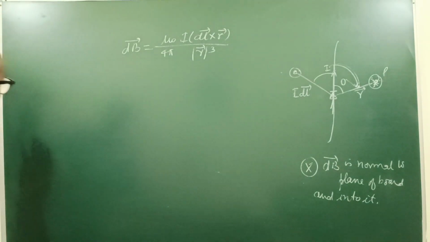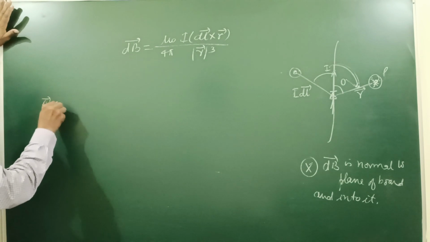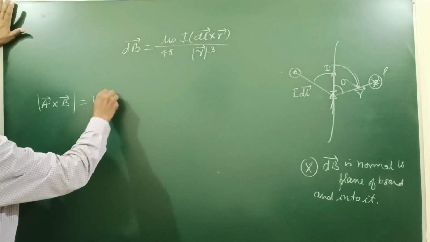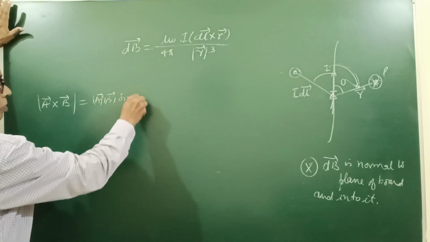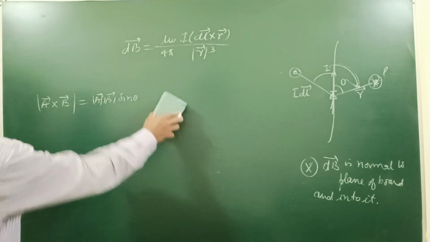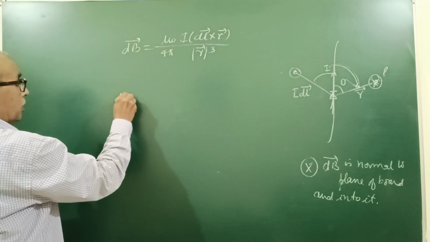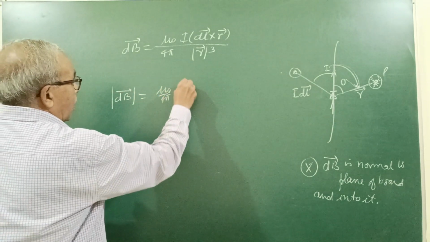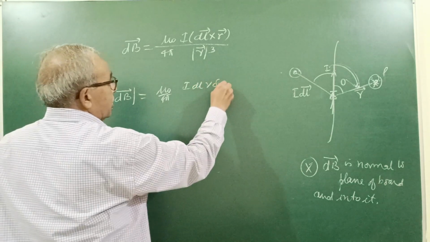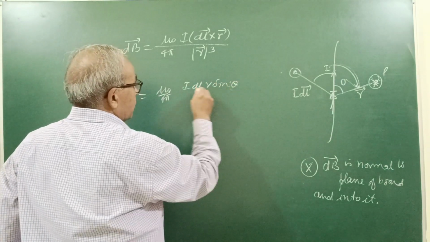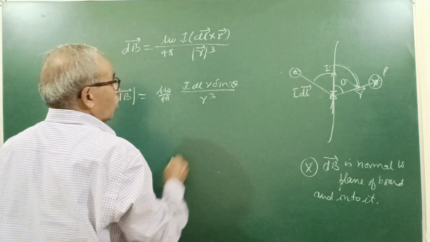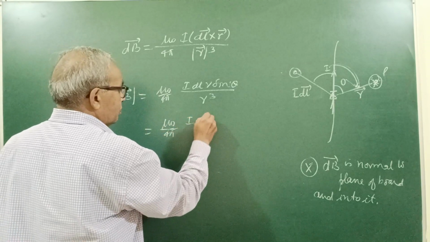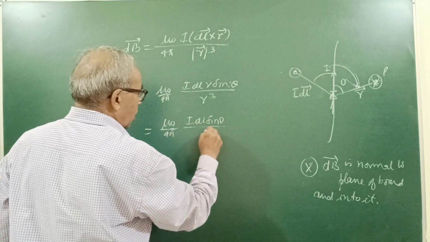Magnitude of A cross B will be modulus A, modulus B, sin theta. So here what will be the magnitude of vector dB? dB is equal to mu 0 upon 4 pi I dl r sin theta upon r cube. The modulus will cancel, so mu 0 upon 4 pi I dl sin theta upon r square.